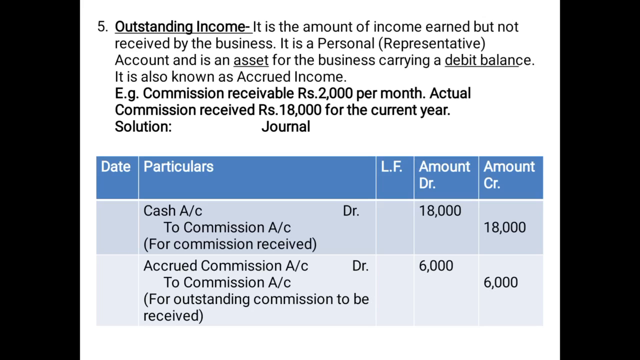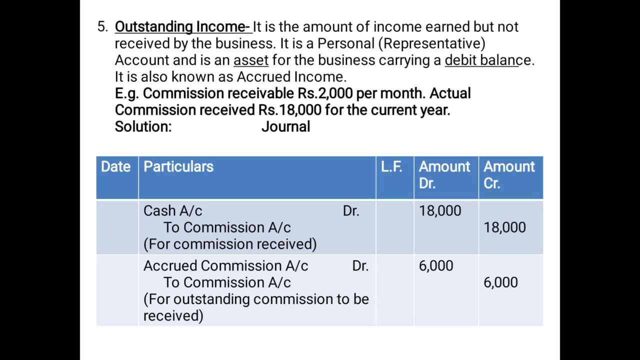It is an asset for the business, and therefore outstanding income or accrued income will be debited. It is the amount of income earned but not received by the business. That means the services have been rendered, it has fallen due, but income has not been received. It is a personal representative account and is an asset for the business because services have already been rendered. Now only the payment has to be received, and since it is an asset, it carries a debit balance.